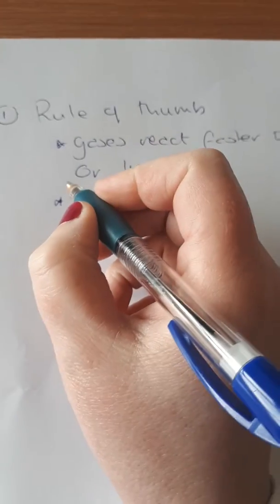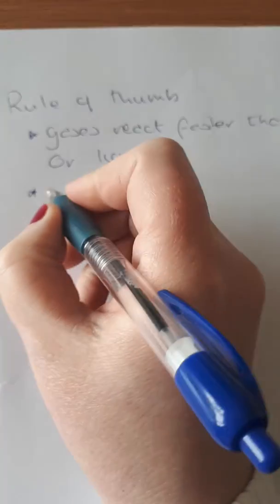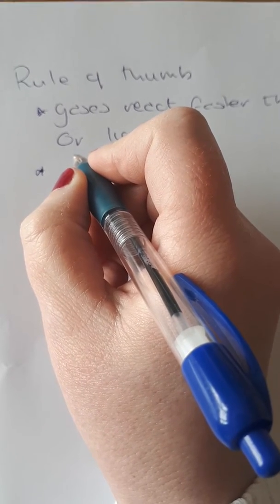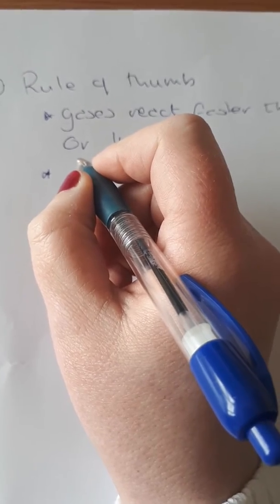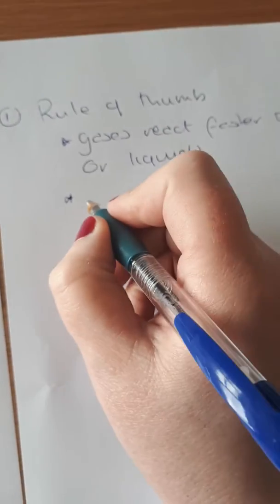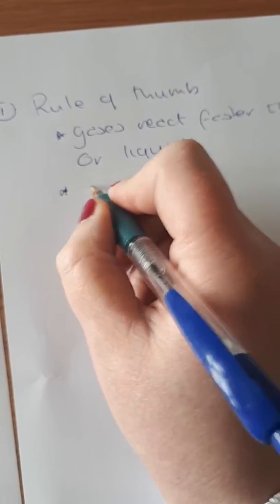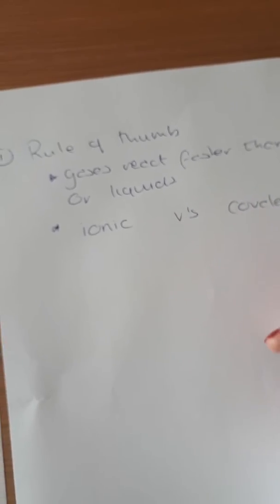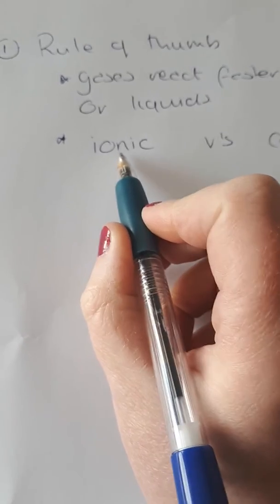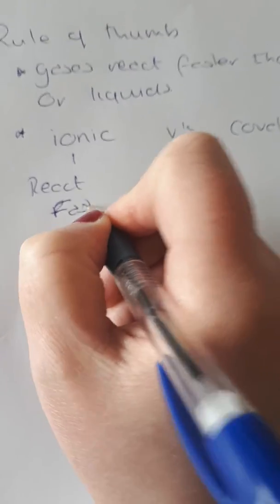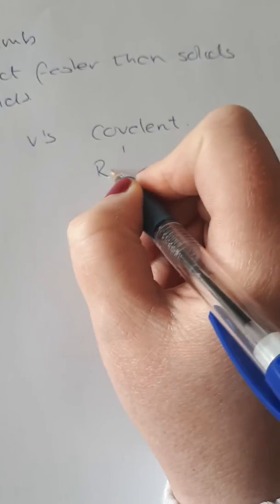Okay, and number two then is whether the reactant is already dissolved in a liquid or an aqueous solution already, because aqueous ions react faster. All right, so in terms of ionic versus covalent, okay, if a molecule has ionic bonds in it, that's going to react fast, whereas something that has covalent bonds reacts much slower.